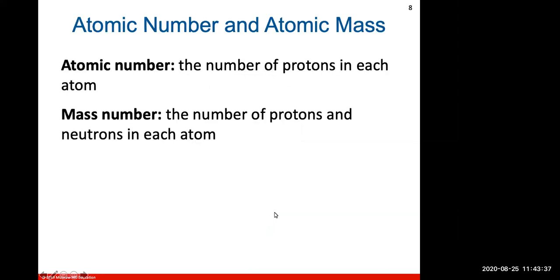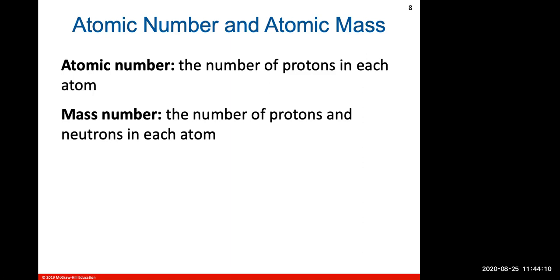Then we get to atomic number and atomic mass. The atomic number just refers to the number of protons in each atom. So if the atomic number is 1, it'll have 1 proton. If the atomic number is 25, it'll have 25 protons. So atomic number equals number of protons. And in the periodic table, and I'm not sure if it'll show us a picture of that, the elements are all arranged in increasing atomic number from right to left and then moving down the rows.